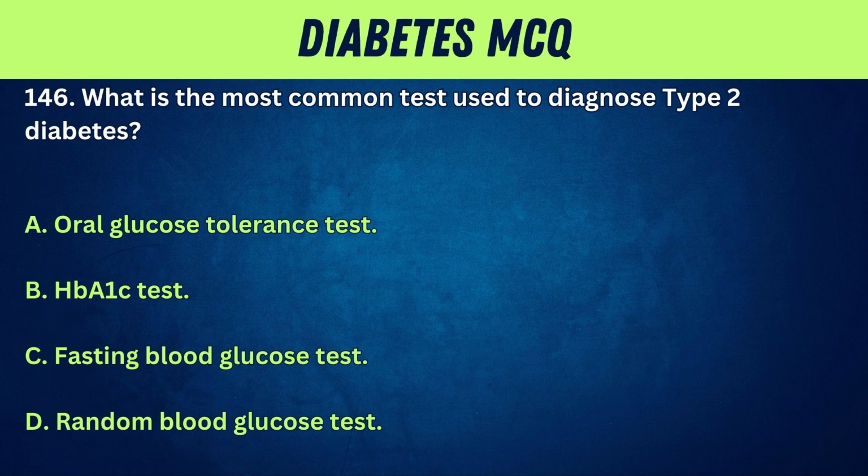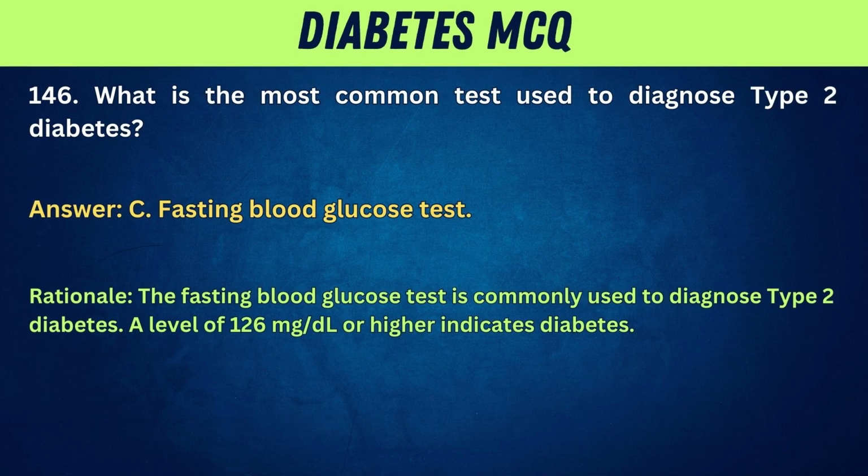146. What is the most common test used to diagnose type 2 diabetes? A. Oral glucose tolerance test. B. HbA1c test. C. Fasting blood glucose test. D. Random blood glucose test. Answer: C. Fasting blood glucose test. Rationale: the fasting blood glucose test is commonly used to diagnose type 2 diabetes. A level of 126 milligrams per deciliter or higher indicates diabetes.